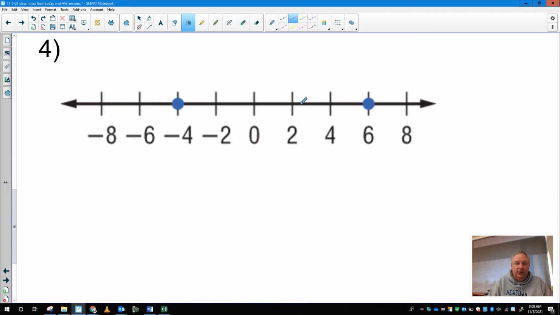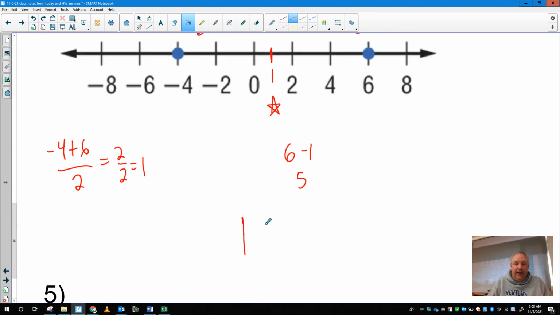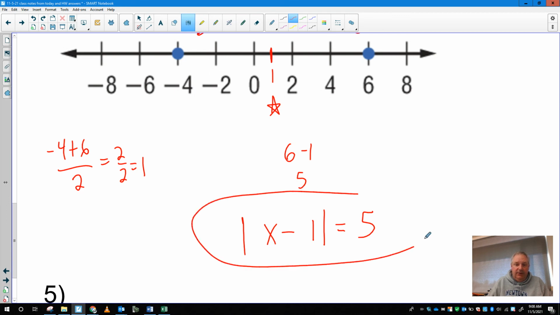All right, so hopefully you paused and tried this. I need to find the middle. The middle is found by taking the average. -4 plus 6 over 2 gives me 2 over 2, gives me 1. So 1 is my middle. The distance from here to here, again, we can just count, but the distance is 6 minus 1, which gives me 5. So it's 5 to here and 5 to here. My formula says the absolute value of x minus the middle equals the distance from the middle to each point, and that's all there is to it. So pretty easy lesson.